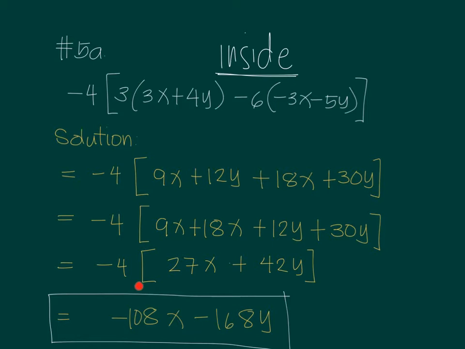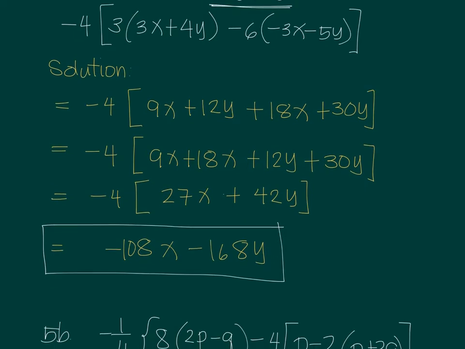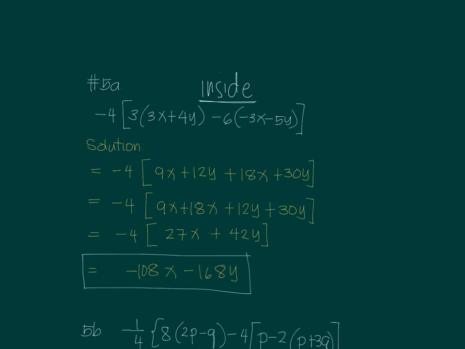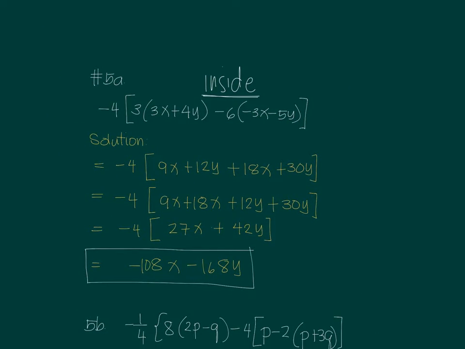So you have negative 4. Remember, we are not touching the negative 4 yet. So this expression now becomes 27x plus 42y. And from there, you can already multiply negative 4. Negative 4 times 27 is negative 108, so this is negative 108x. Negative 4 times positive 42 will give you negative 168, so we have minus 168y. That's the expanded version of the expression given in 5a.